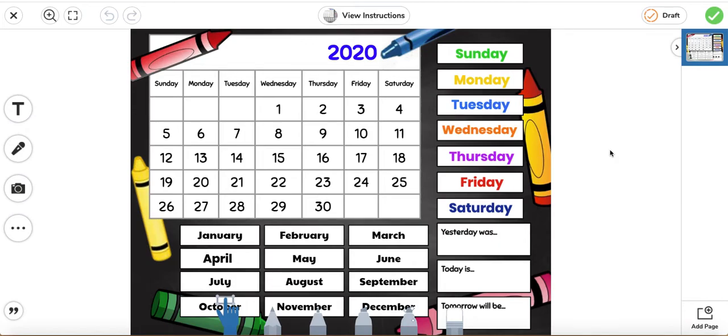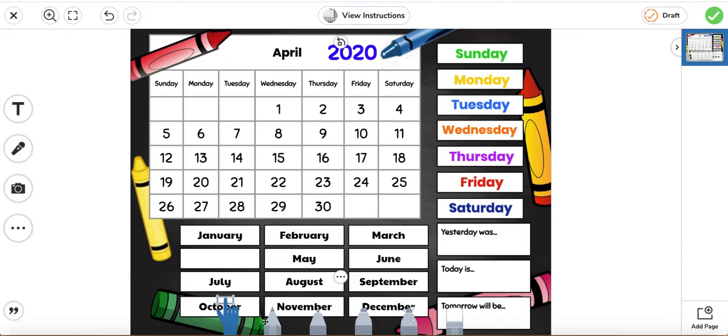We're going to begin with our calendar. Let's go ahead and look at our months of the year. January, February, March, April, May, June, July, August, September, October, November, December. We are in April, so it is April 2020.